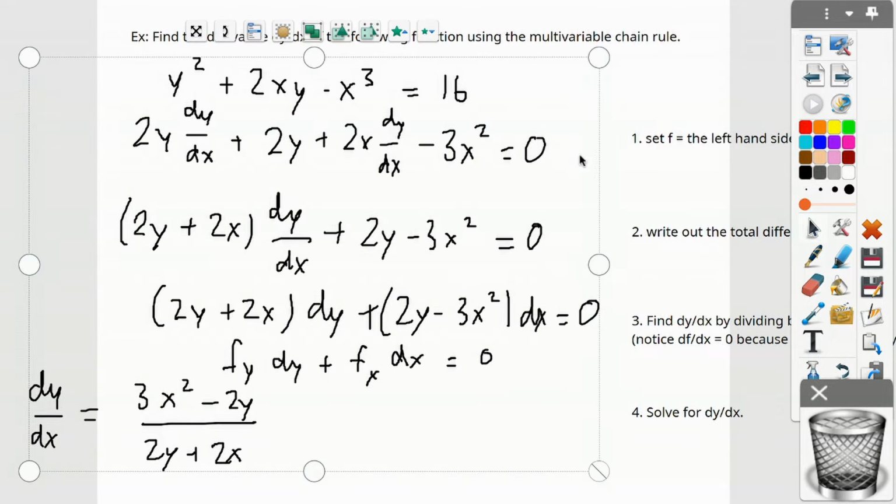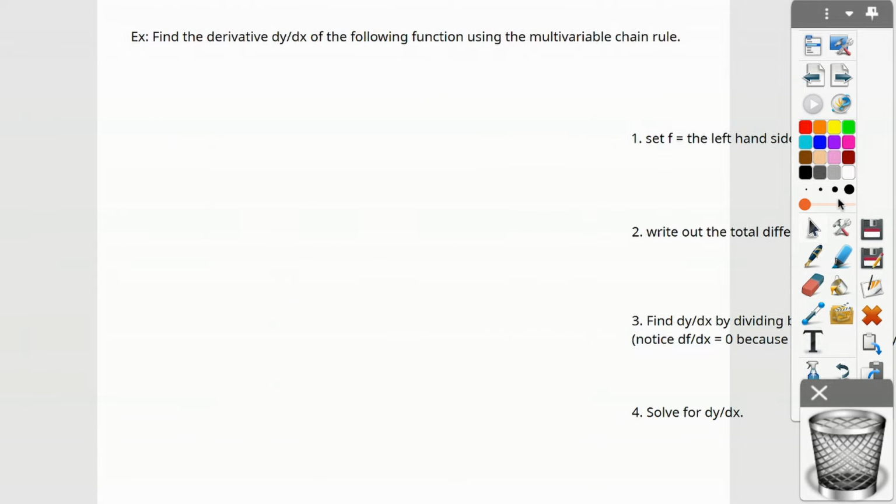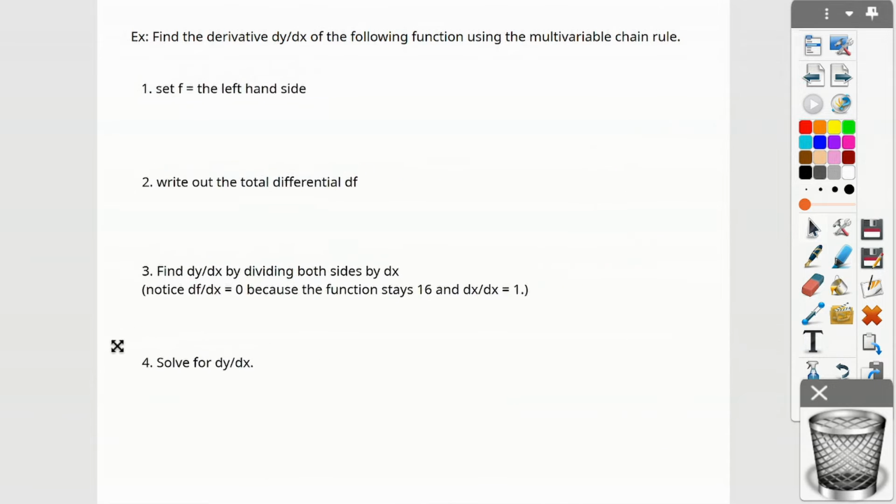This way is a really enlightening way. I think this is actually way harder to teach than the way that I'm about to teach you. This is pretty interesting. So you can divide by dx, subtract f sub x, and then divide by f sub y. But this is the proper way that we're going to do it from now on.